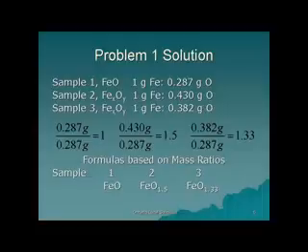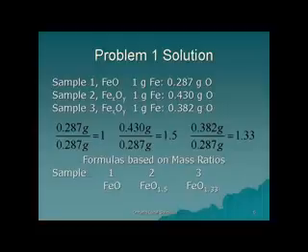And finally, in sample 3, our 0.382 grams of oxygen divided by 0.287 grams of oxygen in sample 1 gives us 1.33 grams of oxygen in sample 3 for every gram of oxygen in sample 1. Now I can write a formula based on these mass ratios, so here they are. Sample 1 I already know, it's FeO. Sample 2 would be FeO 1.5, and sample 3 would be FeO 1.33.